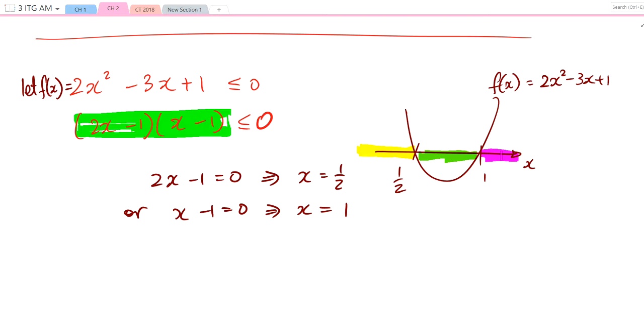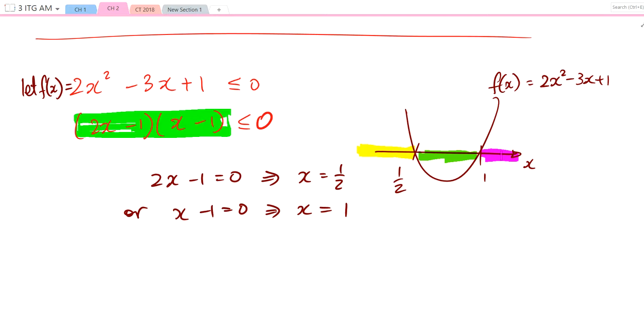Yeah, between half and 1, right? What about the purple color part? X is greater than 1. Now, I'm going to tell you what happens. When x is smaller than half, my y values, my f(x) values are positive. When x is between half and 1, my answer is going to be negative, meaning less than 0. When x is greater than 1, my answers will be positive.